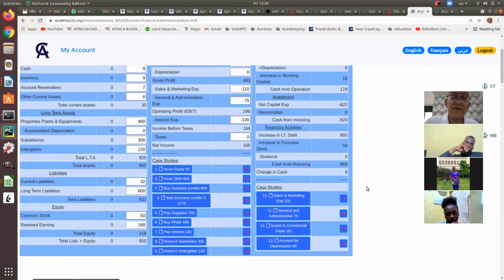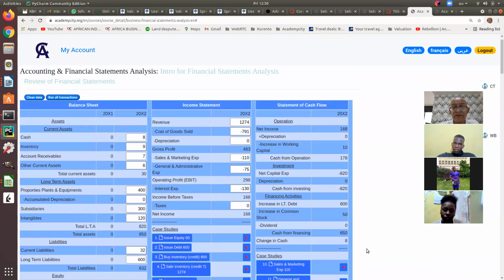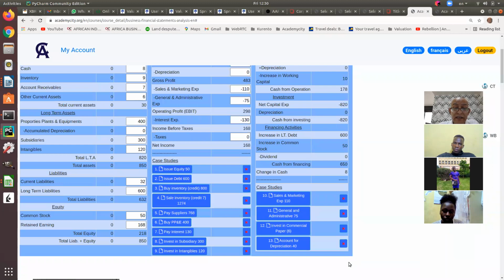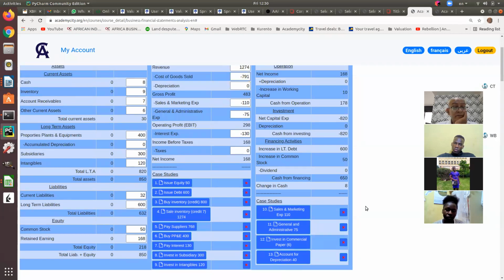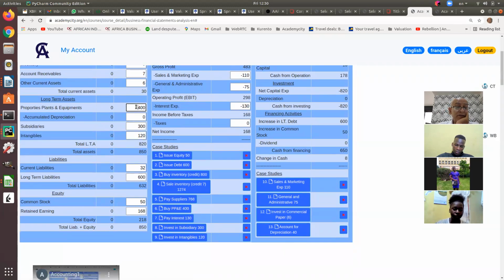Last one for today. Next time I will do a review of everything, and we'll go over how that affects the statement of cash flow. So let's do the last one. Account for depreciation. That's a little tricky one. Remember we bought machinery in transaction number 6. How much did we pay for it?